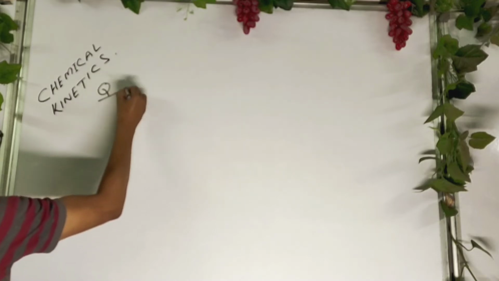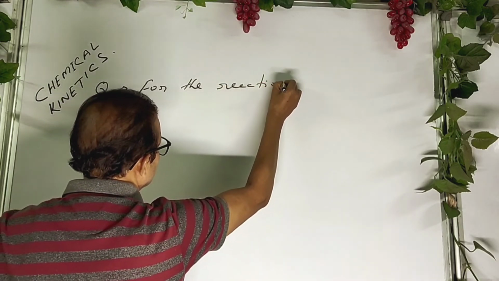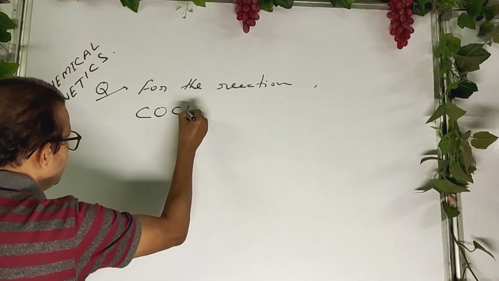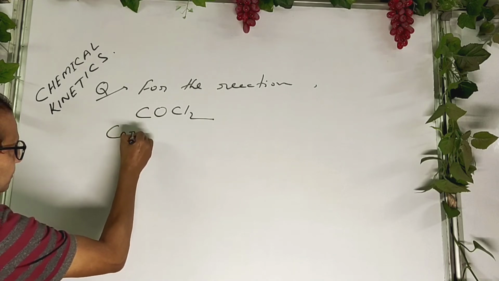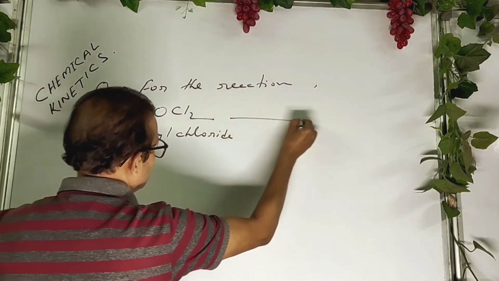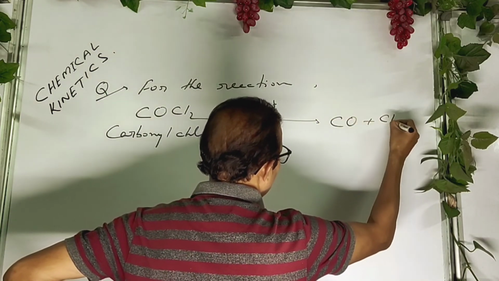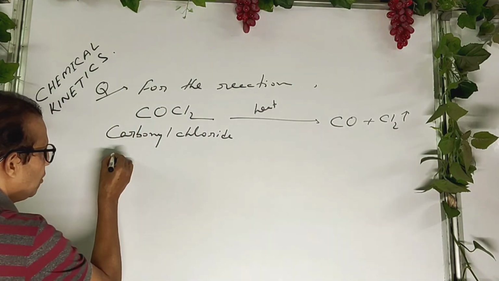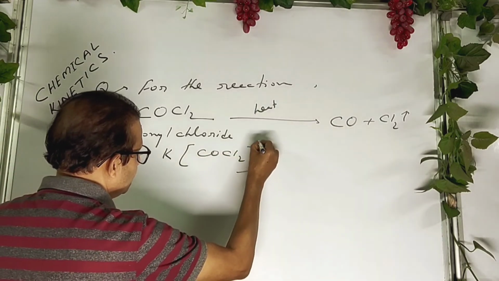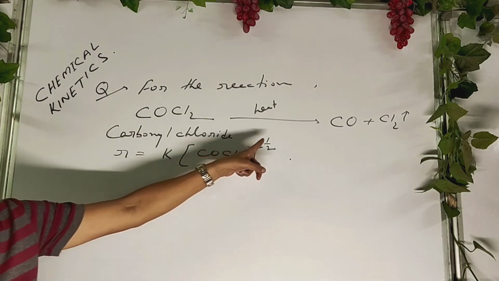So the question now: for the reaction COCl2, carbonyl chloride, on heating will change into carbon monoxide and chlorine, the rate law equation is given, rate equals K [COCl2] to the power 2 and a half. It's given, it's a fractional order.